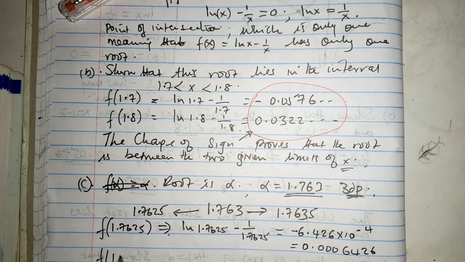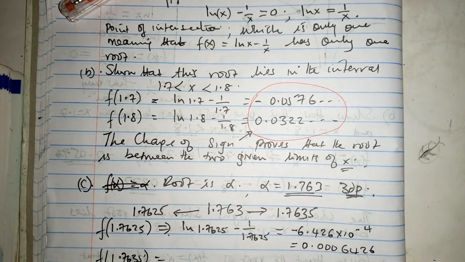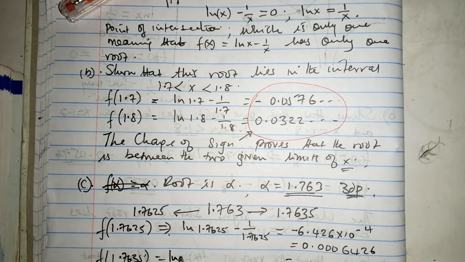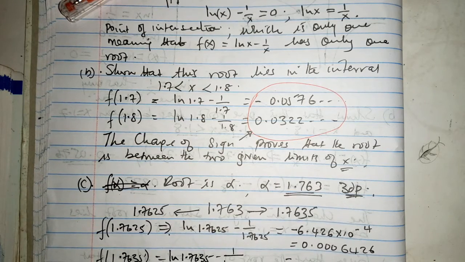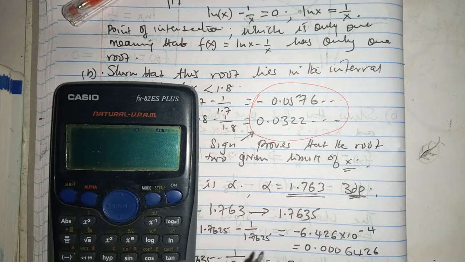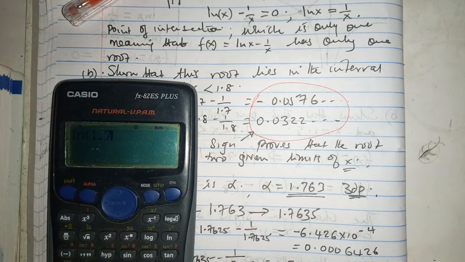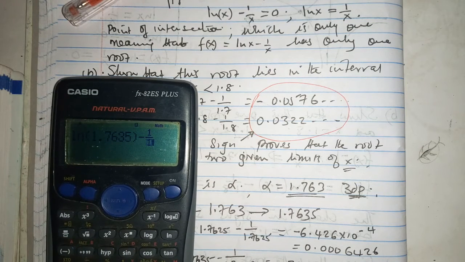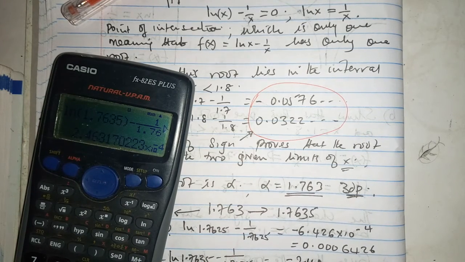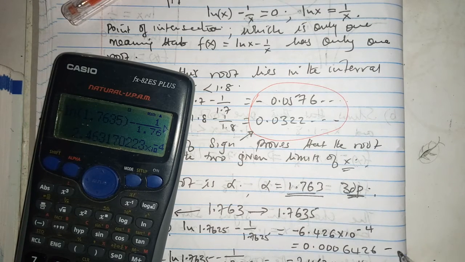And what about the function at 1.7635? This is the same thing, with the same arrangement. ln 1.7635 minus 1 over 1.7635, we get to see it's going to be 2.463 times 10 raised to the power negative 4, which is 0.0002463. Again, you can see this is a positive number and the other is a negative number.